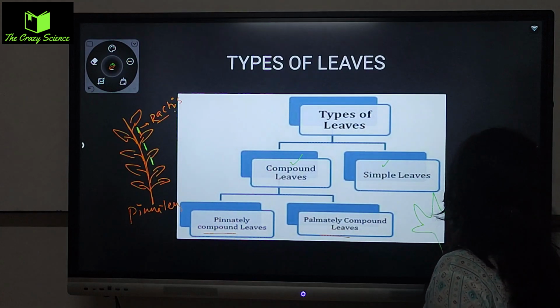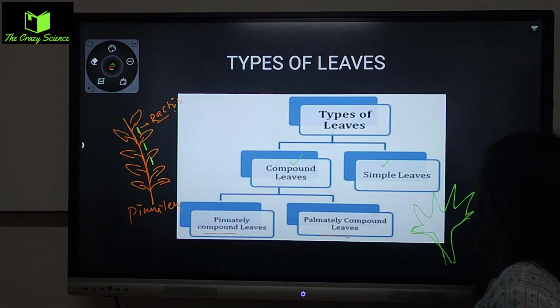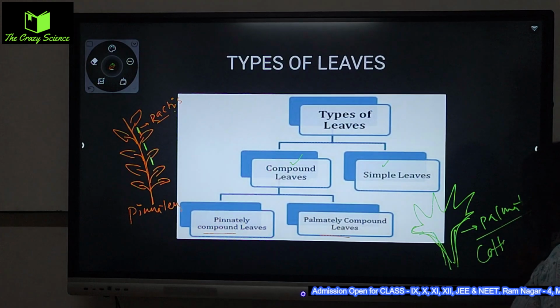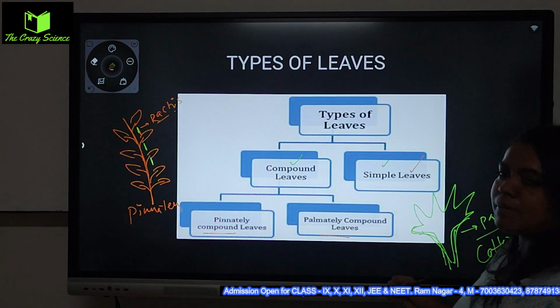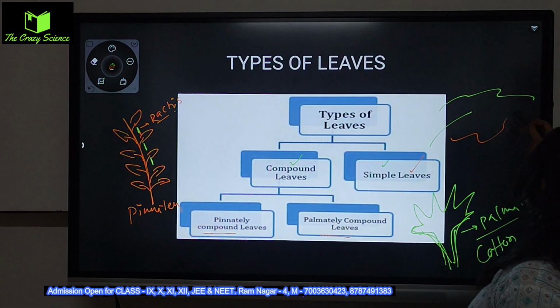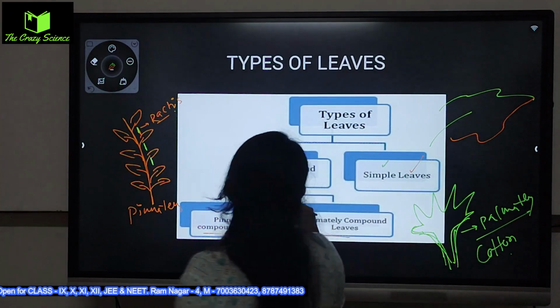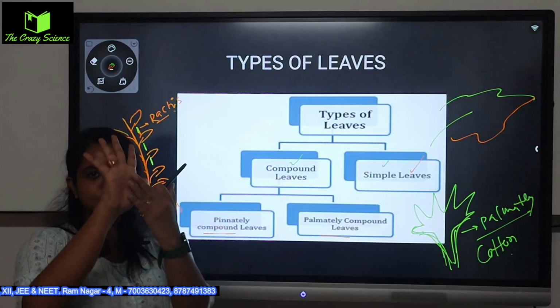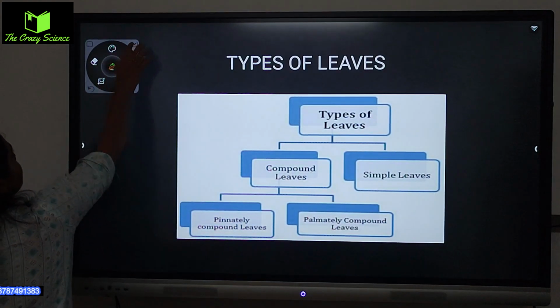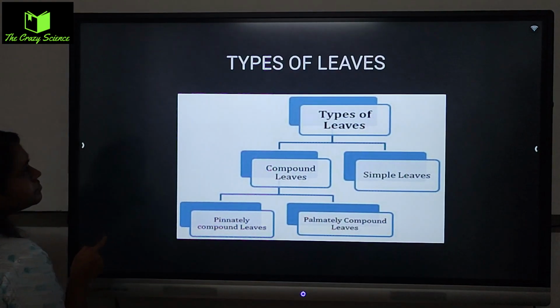And palmately means palm, like our palm. This is how they are present. It's not a good looking diagram, but we're trying to say that this is a palmate leaf, and this is present in a cotton plant. The simple leaf that I showed, like mango and hibiscus plants, looks like a normal leaf. Here they are different. Palmate is a palm-like structure. Moving to the next and last slide.